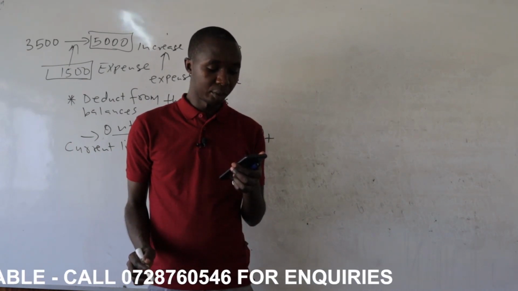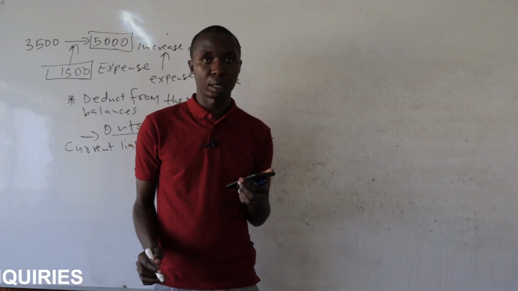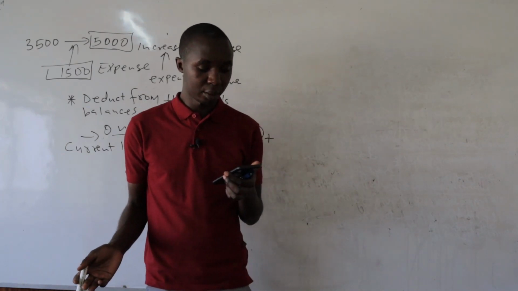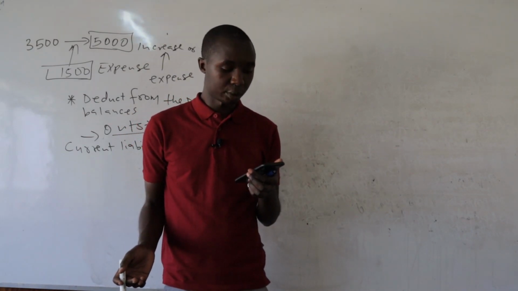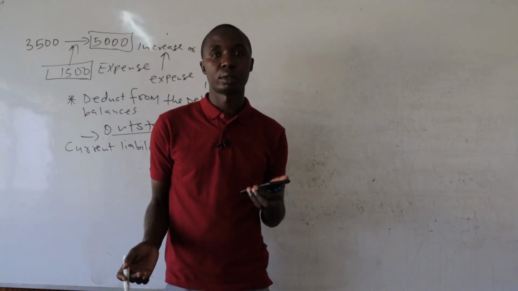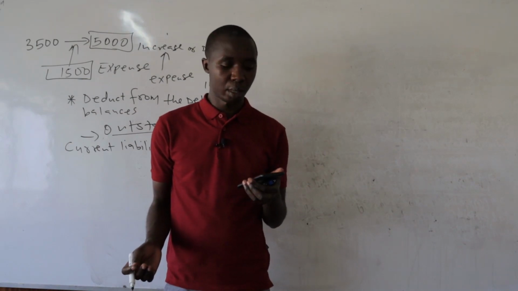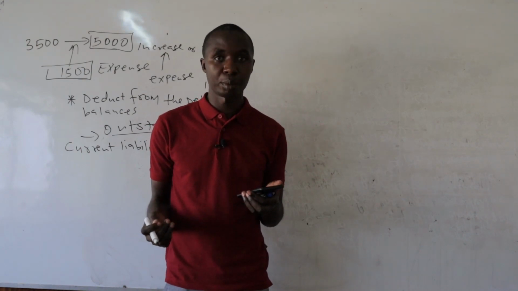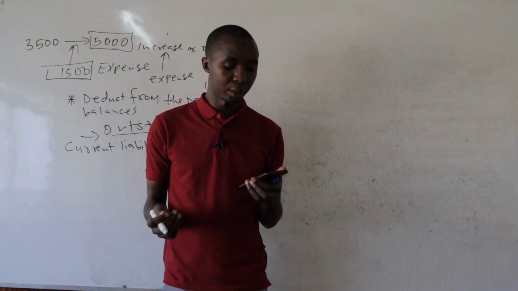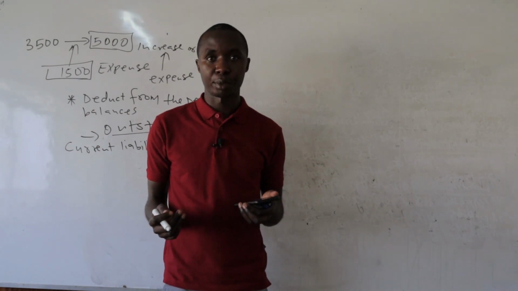Number 4, drawings amounting to 10 million have been debited to the capital account. So that one has already been done. Depreciation is to be charged on cost as follows. Which means that when they say depreciation is to be charged on cost, that is the straight line method, whereby you take the value of the relevant assets, that is building and equipment, and multiply by the depreciation rates which you are provided, in order to determine the depreciation for that relevant year.